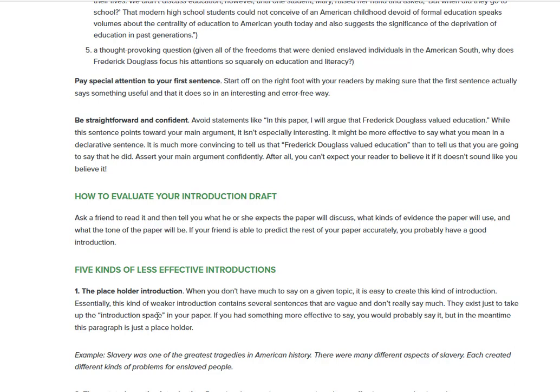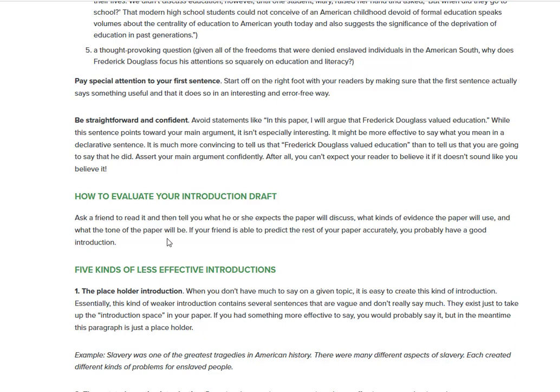How to evaluate your introduction draft. Ask a friend to read it and then tell you what he or she expects the paper will discuss, what kinds of evidence the paper will use, and what the tone of the paper will be. If your friend is able to predict the rest of the paper accurately, you probably have a good introduction.